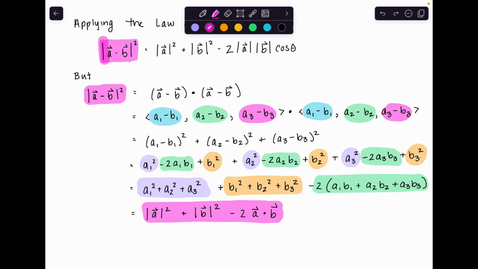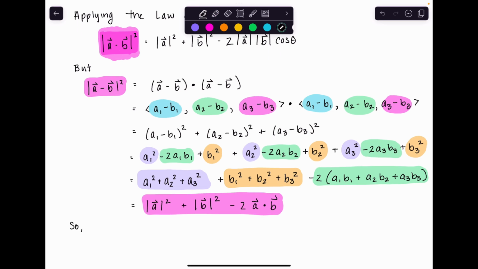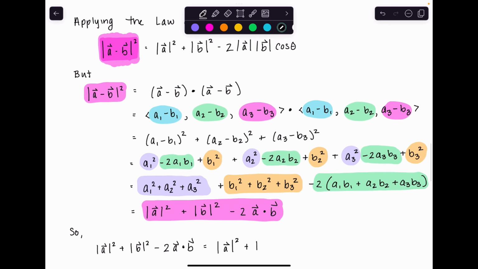So instead, on this left-hand side, I'm going to replace this formula by this one here. So what this gives us is on the left-hand side, A minus B, the length of that squared, is really the magnitude of A squared plus the magnitude of B squared minus 2A dot B. And the right-hand side, we've done absolutely nothing with. It is the magnitude of A squared plus the magnitude of B squared minus 2 magnitude of A, magnitude of B, cosine of theta, and theta is the angle between A and B.